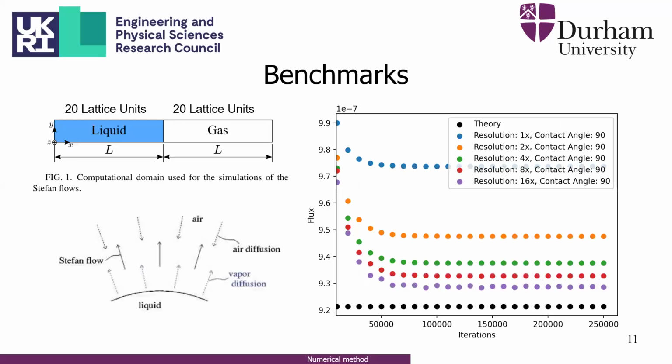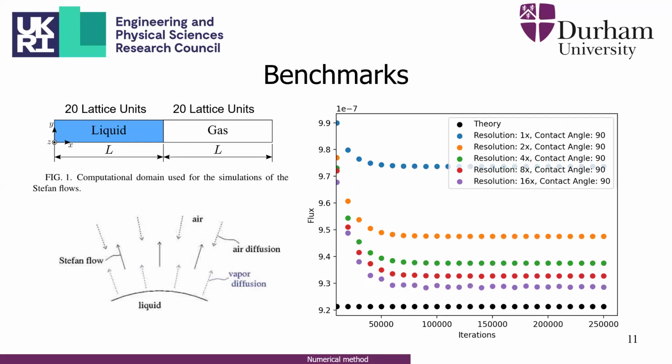So I'll just show a quick validation test I've done. I think this is similar to the validation test we saw earlier, but you basically have a flat interface of liquid, and then a gas next to it. On the end of the gas, there's a fixed value of the concentration fraction, and there's a higher concentration fraction on the liquid interface.